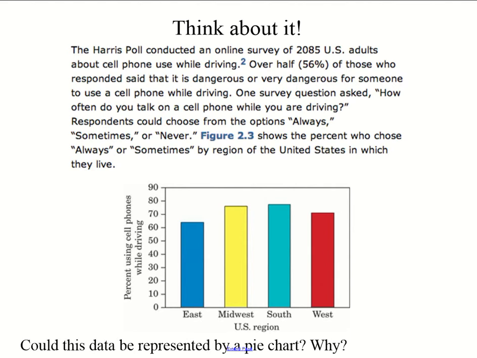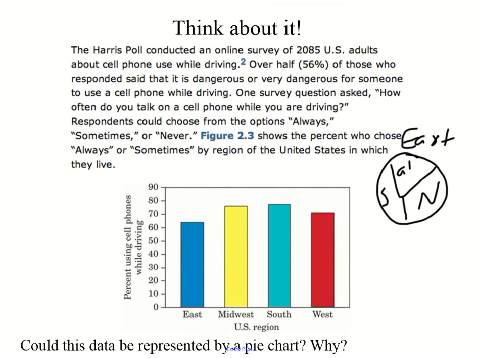I would say that this specific data that this graph is representing cannot be represented with a pie chart. Now, if you want, we can come up with a pie chart for the East and say, okay, this percentage said always, this percentage said sometimes, and this one said never. We could do that for each individual region, or we could do that for adults as a whole. But because each bar is representing the always and sometimes categories, I would say that this data cannot be represented by a pie chart.